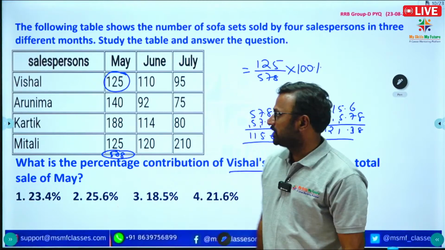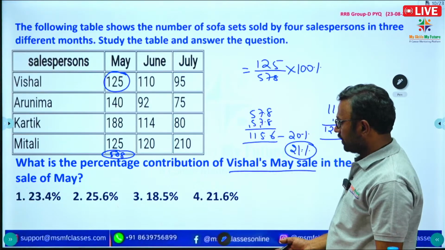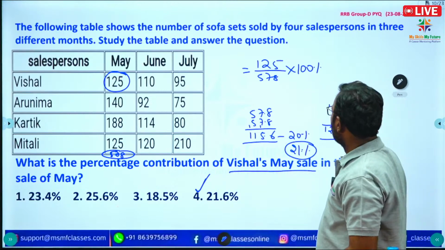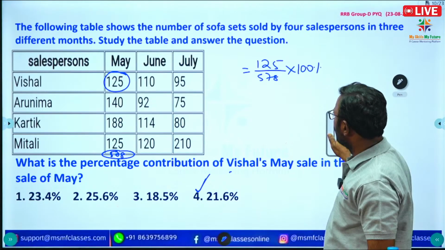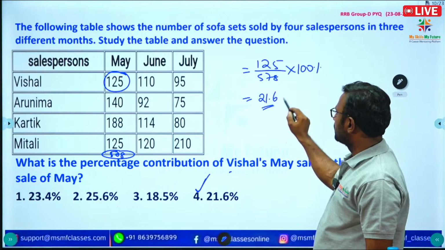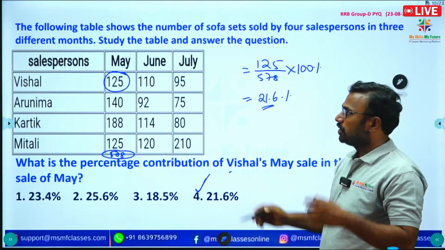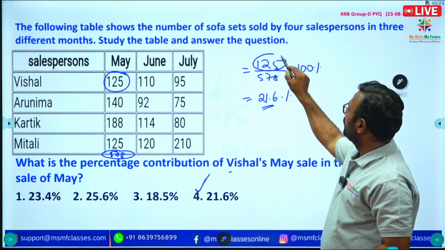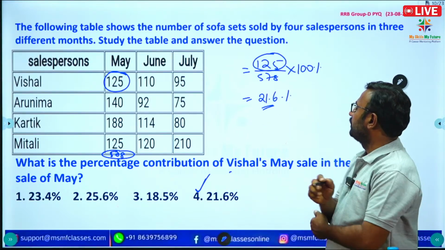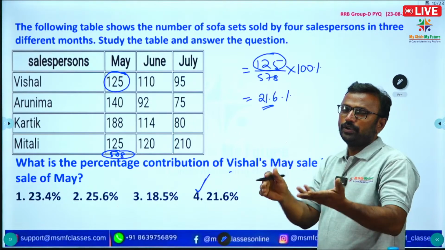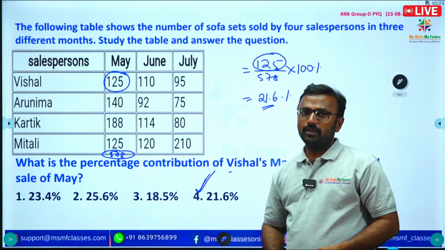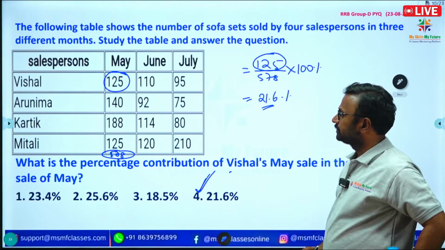If you see the options, option 4 is nearest to 21. Just by elimination we get the value 21.6%. The approximate value of 125 in 578 is nothing but 21%. So directly seeing the options, we can click 21%. Next question.